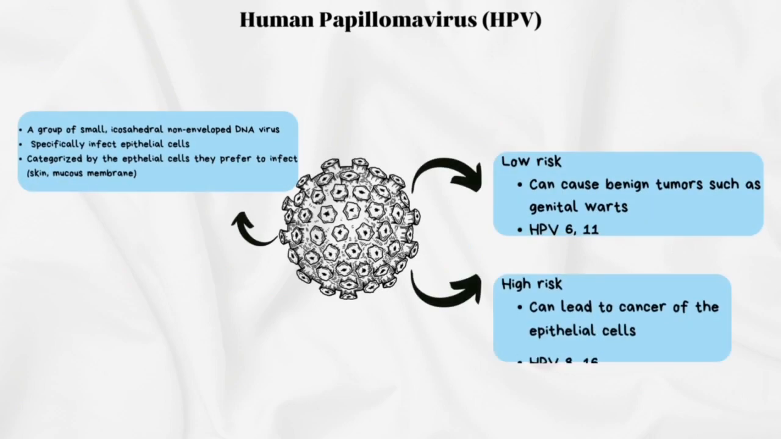HPV is a group of small icosahedral non-enveloped DNA viruses that specifically infect epithelial cells. There are over 100 different types of HPVs, which can be categorized by the epithelial cells they prefer to infect. HPV is classified into two categories: low-risk HPVs and high-risk HPVs.